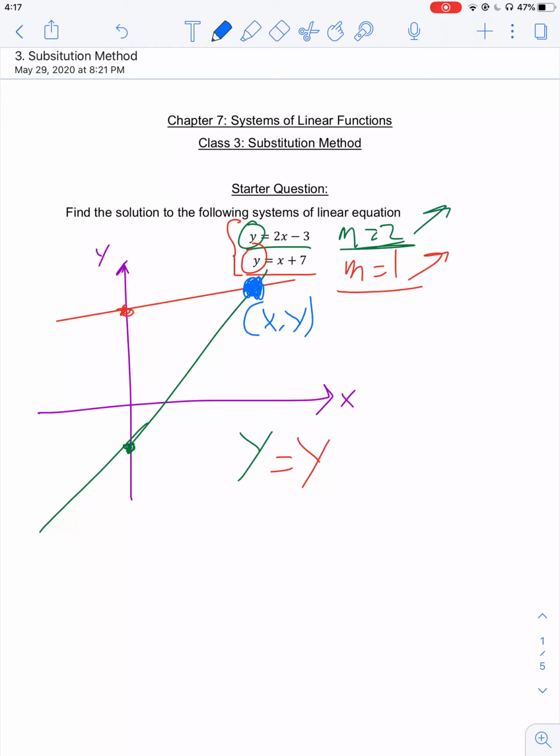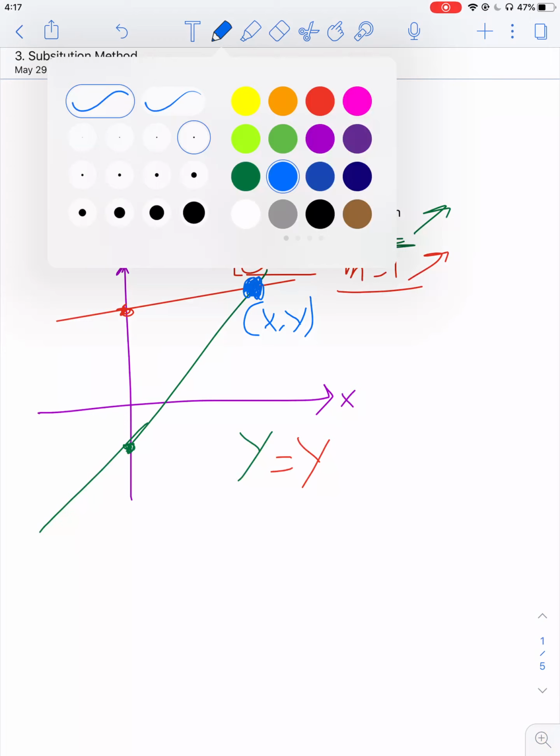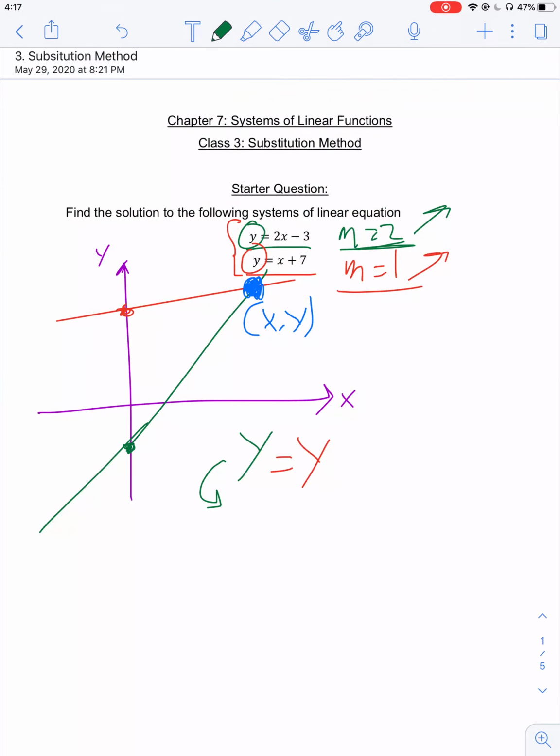We need to figure out what those values are. So we can equate the two y values because they have to be the same. I'm comparing the two y values. So I'm going to replace this y value by 2x minus 3, because y is equal to 2x minus 3, so I can do that. And then I'm going to replace this y value in red by x plus 7. And then all I have to do is just solve.